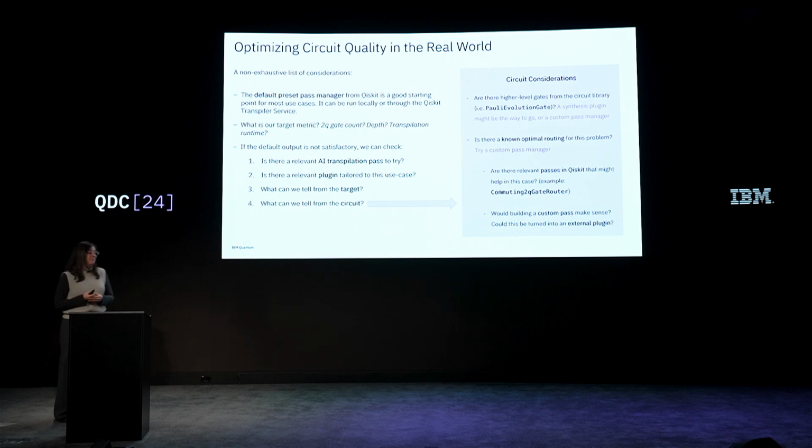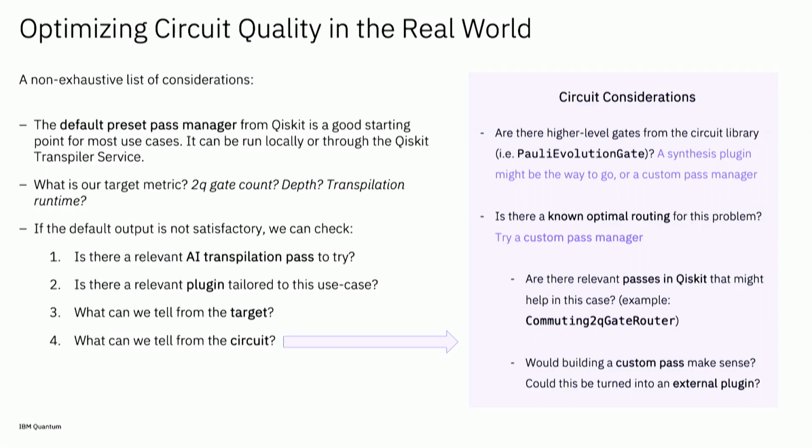As for the circuit, this would be the second type of operations we can use. So are we using these higher level gates from the circuit library? Something like the PauliEvolution gate. In this case, we will likely need synthesis. If this is complicated, then we can try the new AI passes. We can try the new plugins.